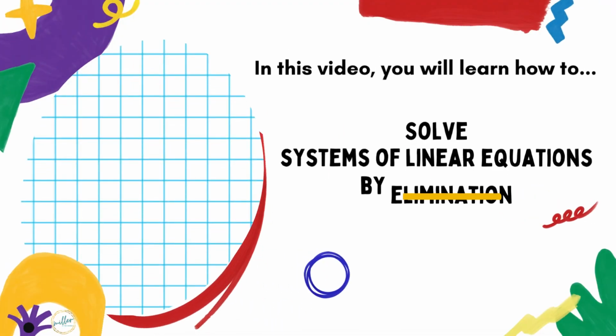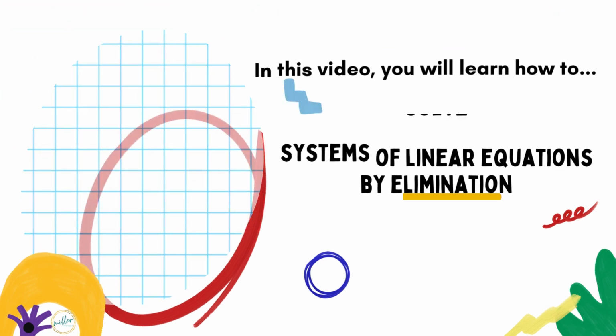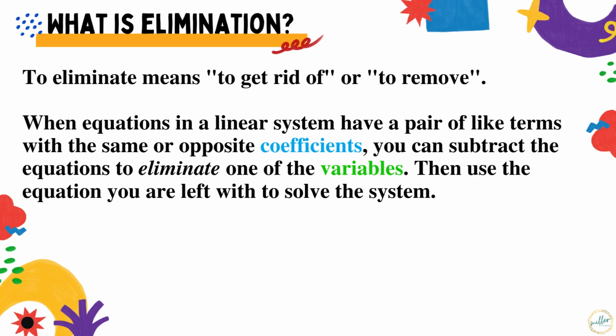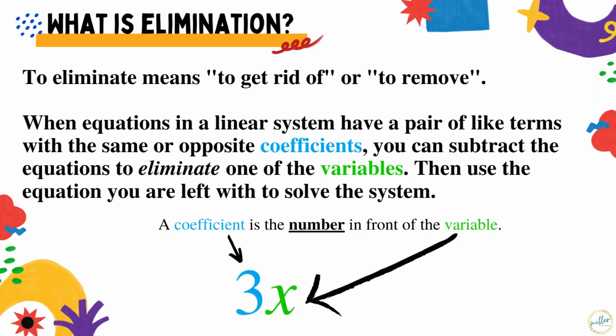In this video, you will learn how to solve systems of linear equations by elimination. To eliminate means to get rid of or to remove. When equations in a linear system have a pair of like terms with the same or opposite coefficients, you can subtract the equations to eliminate one of the variables. Then use the equation you're left with to solve the system. A coefficient is the number in front of the variable.